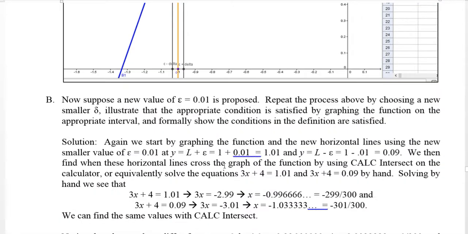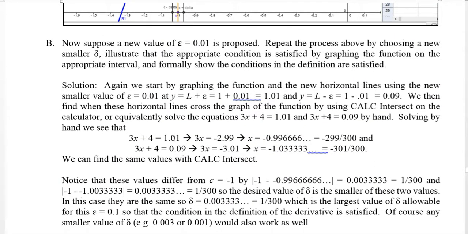Well, it's the same steps we did before. We take f of x equal to L plus epsilon and solve, again by subtracting 4 and dividing by 3, so that's -299 over 300. Or in decimals, you can see it there. And then we do f of x equals L minus epsilon. That's right here. Okay, and we solve that, and there is x in decimal or fraction form. We could also find at least the decimal form by doing calc intersect, and on a calculator they could then change that to a fraction and get the exact values there.